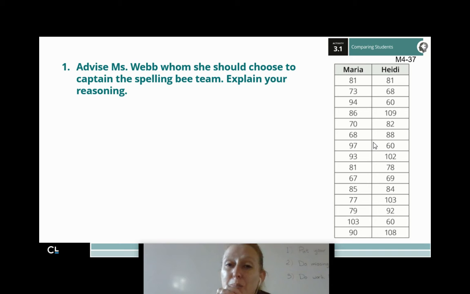You're going to have to do some math. You're going to have to find the mean. You're going to have to find the standard deviation for each gal, and then decide who's captain. Go ahead and hit pause. It's going to take a bit of work, and then hit play when you're ready to check your work.